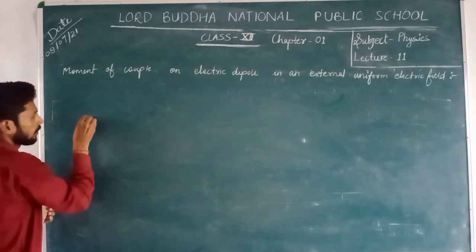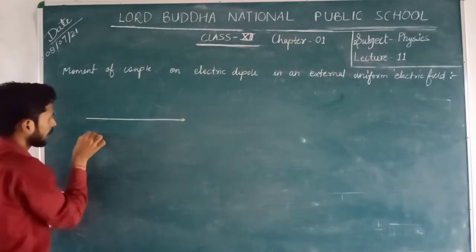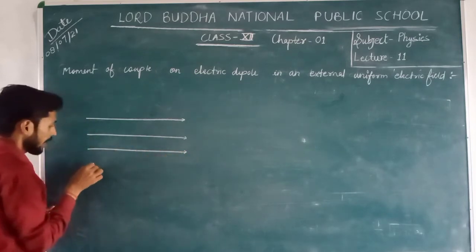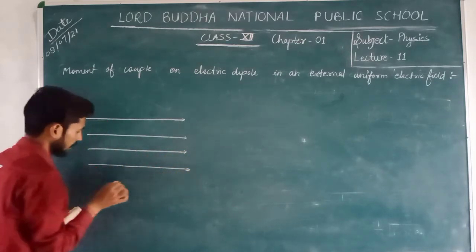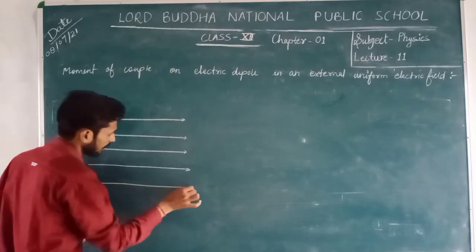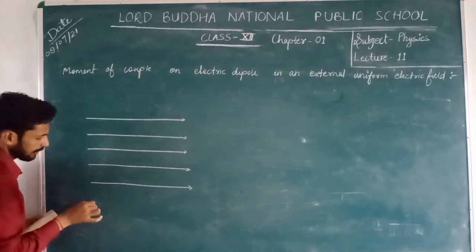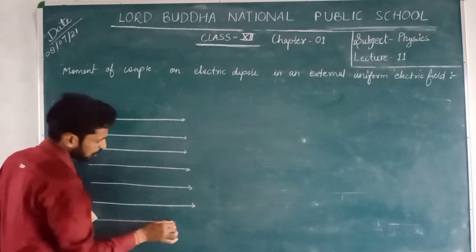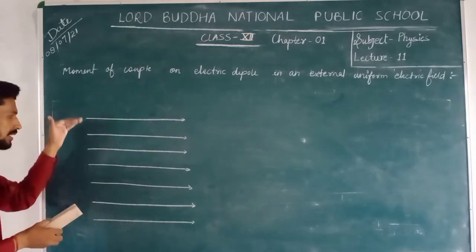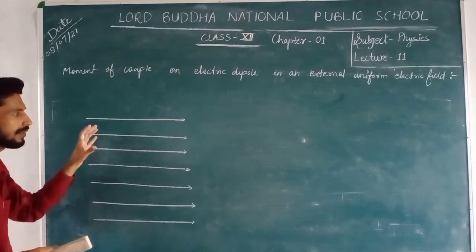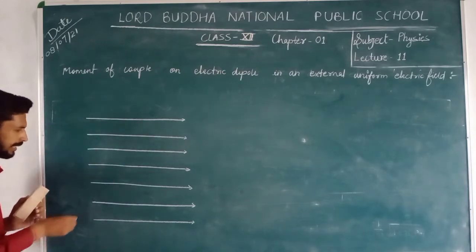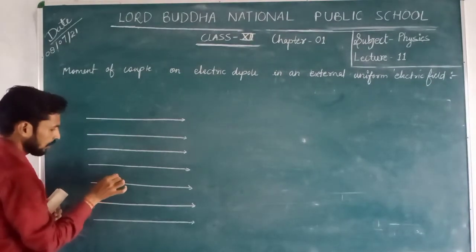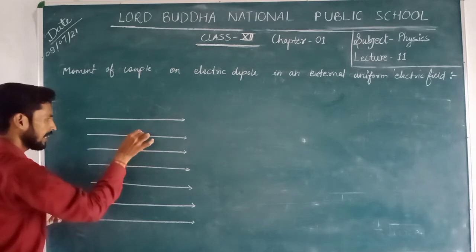Suppose that this is the indication of the electric field, and that is also a uniform electric field, because we can see clearly all the electric lines of force are separated by equal distances. So this is the uniform electric field we are supposing. And an electric dipole is placed at an angle of theta.